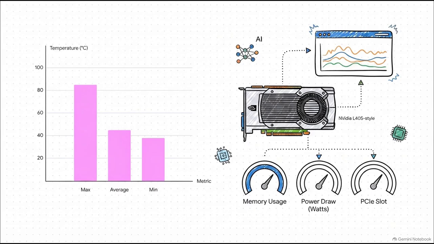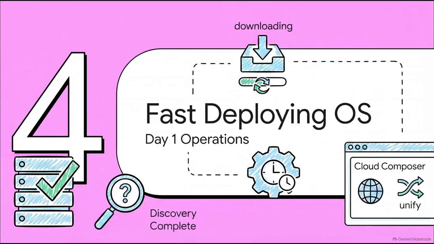Take a general-purpose GPU, like the NVIDIA L40S. You can monitor exactly which PCIe slot it's sitting in, its memory usage, power-drawn watts, and track its temperature over time, all right there on your customized dashboard. Okay, the hardware is healthy, discovery is done.